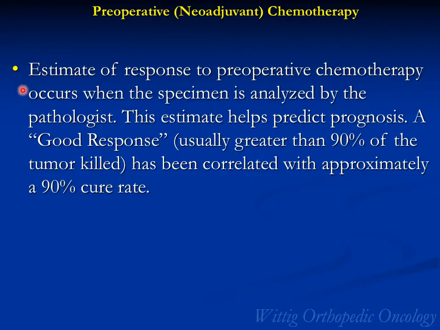An estimate of the response to preoperative chemotherapy occurs when the specimen is analyzed by the pathologist. This estimate helps predict prognosis. A good response, usually greater than 90% of tumor killed, has been correlated with approximately an 85 to 90% cure rate.